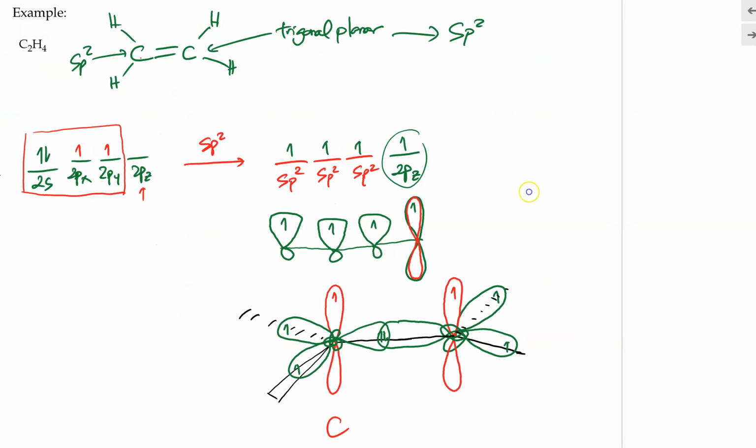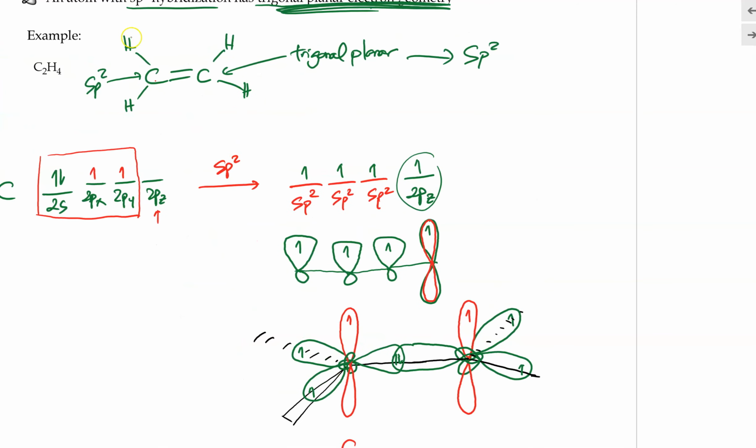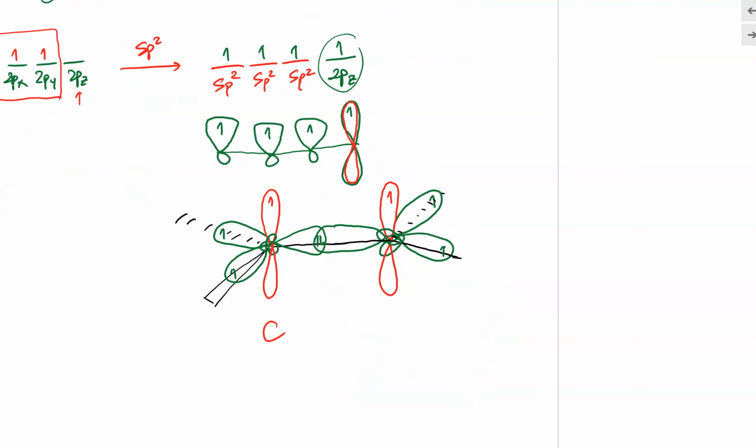And now we can see each of the carbons has 2 hydrogens on them. So how do these 2 hydrogens fit in? Then the answer is as follows. So the hydrogen again will be using the electron from its 1s orbital to overlap with this. So we have 1 hydrogen right here, and now the electrons can pair together to form the bond between them.